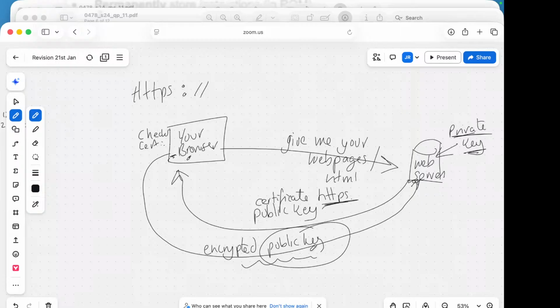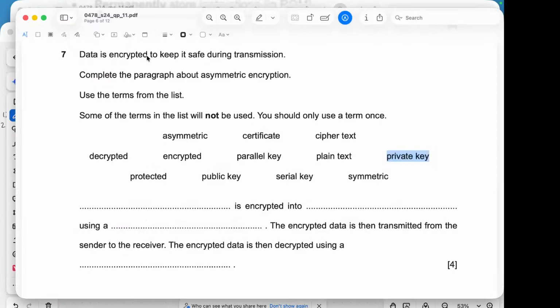And the public key can go to anybody, including hackers, because it's literally given to anybody who wants to communicate with you. And it's used not just over browsers, but it can be used on email as well and things like that. Okay, next question.